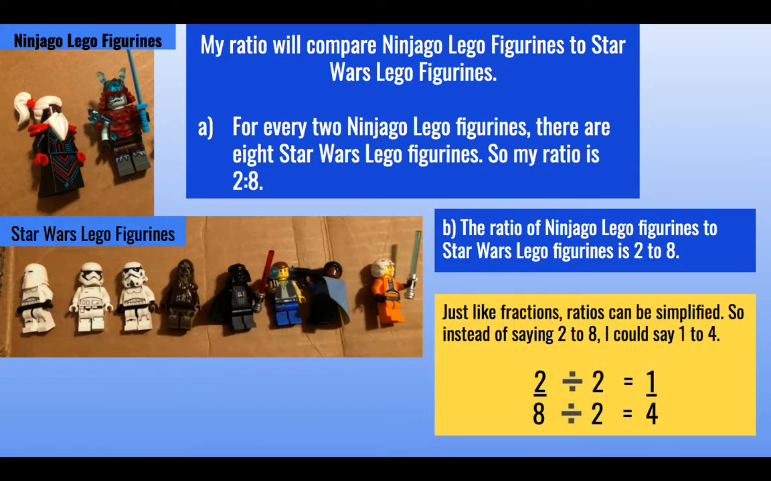And like I mentioned earlier, just like fractions, ratios can be simplified. So I mentioned that ratios are very similar to fractions, and that's also the case when we simplify. So instead of saying 2 to 8, I could simplify that by saying 1 to 4. So I divided the 2 by 2, and I divided the 8 by 2. And when I simplify that, I come up with 1 to 4. So 1 to 4 would be equivalent or the same as saying 2 to 8.